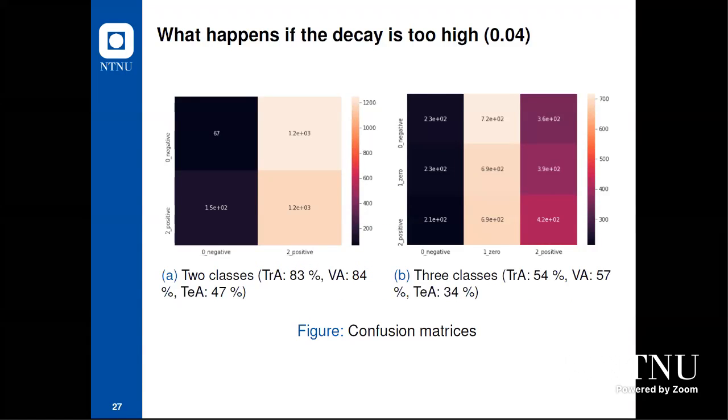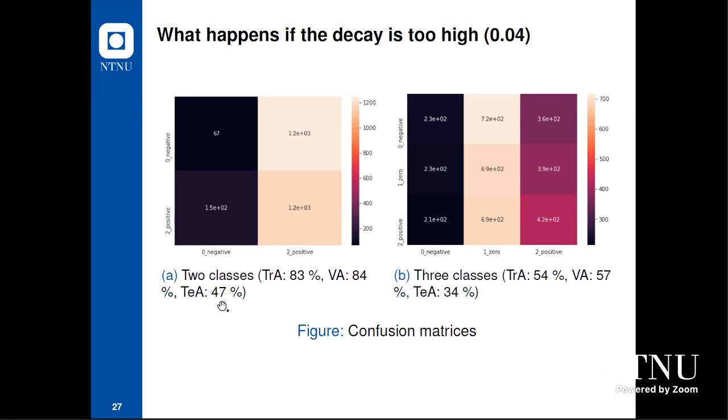And finally, those are the results I have obtained if the learning rate decay is set to 0.04. So as you can see, the training accuracy and the validation accuracy look quite promising. But the problem is that the test accuracy is very low.